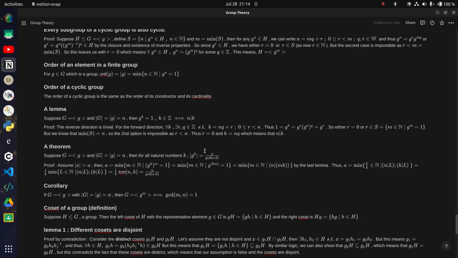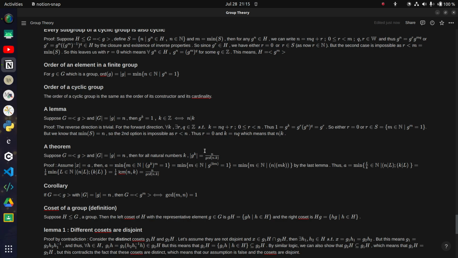So the order of a whole group is a weird concept to me, but the order of a cyclic group is basically the same as the order of its constructor, and that's also the same as its cardinality, because when you use the constructor, you just keep multiplying, eventually you get 1, right? So that's the number of times you had to multiply to get 1. That's also the number of elements that you got. So of course.